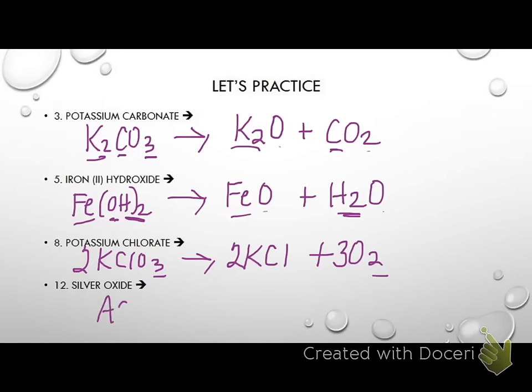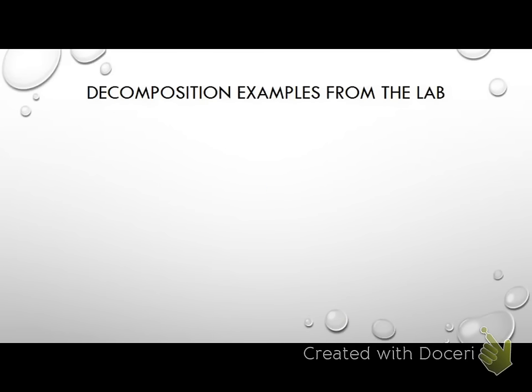And then the last one is Ag2O. Because silver is a +1 and oxygen is a -2, the only thing it can break down into is silver and oxygen. And remember, when we write oxygen by itself, we have to have a diatomic. So I have to put a 2 in front of this formula so that I can get 2 oxygen. And then when I do that, that requires me to have a 4 in front of silver. Okay? All right, let's talk about examples from the lab.